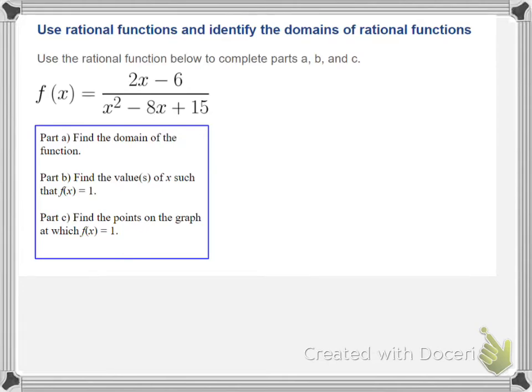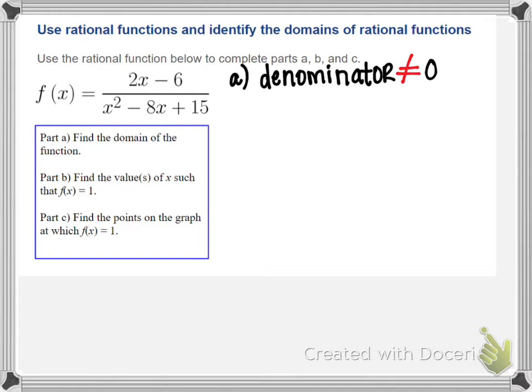In this example, we will examine the rational function f of x equals (2x minus 6) over (x squared minus 8x plus 15). First, we will start by finding the domain of the rational function. Now, we know that when we have a rational expression, the denominator cannot equal 0. If the denominator equals 0, what that means is that the expression will be undefined.